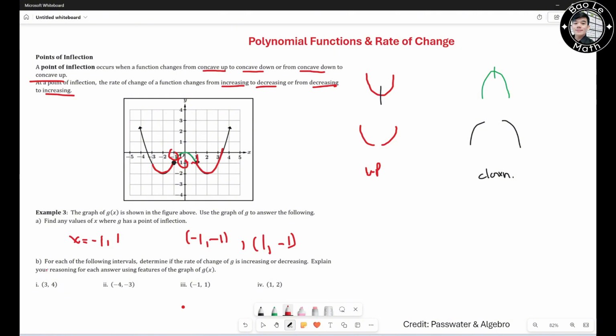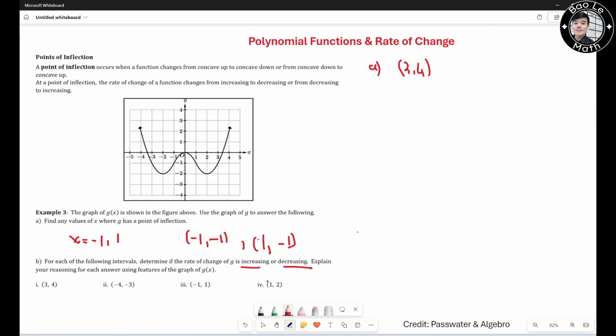Alright, question B. For each of the following intervals, determine if the rate of change of the function g is increasing or decreasing. Explain your reasoning for each answer using features of the graph of g of x. In order to know if the rate of change of the function is increasing or decreasing, we're going to draw two tangent lines. Alright, now we're going to use the Christmas tree trick.